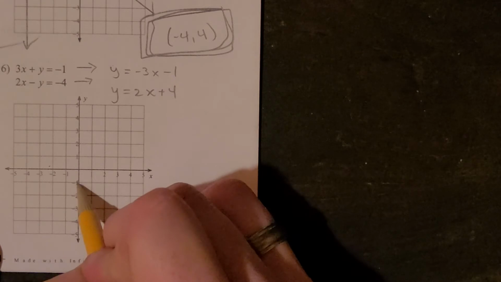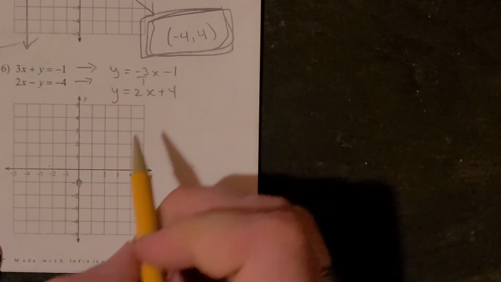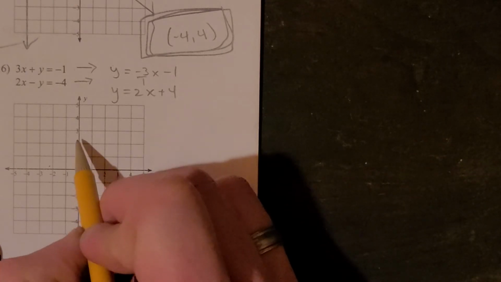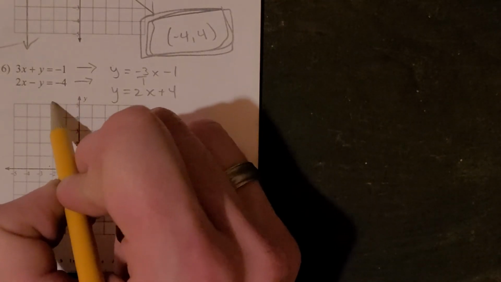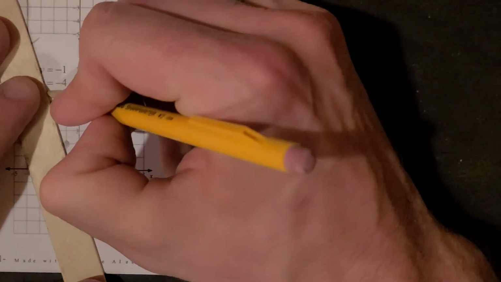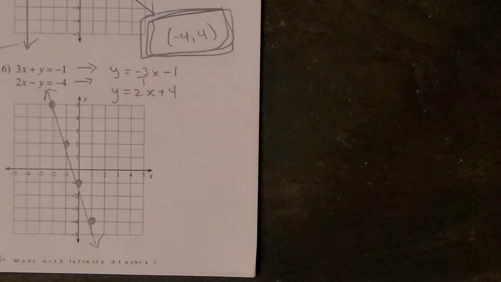I start at negative 1. Then I follow my slope of negative 3 over 1. Down 3, right 1. Or I could go up 3, left 1. I'm going to put as many points as I possibly can. Then use my pops here.